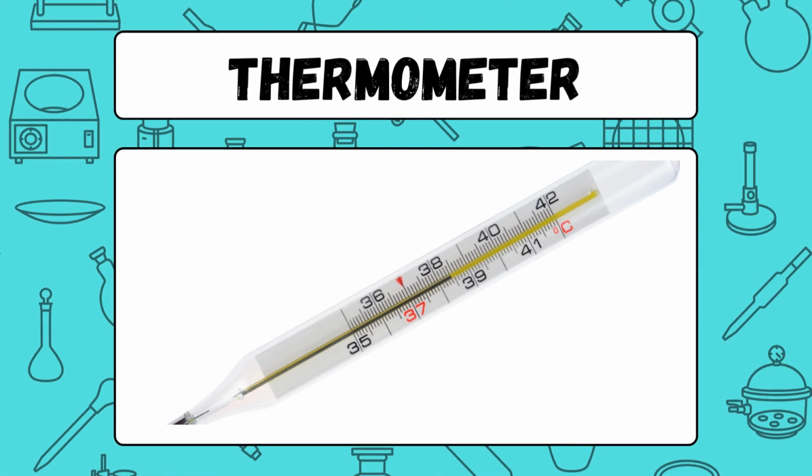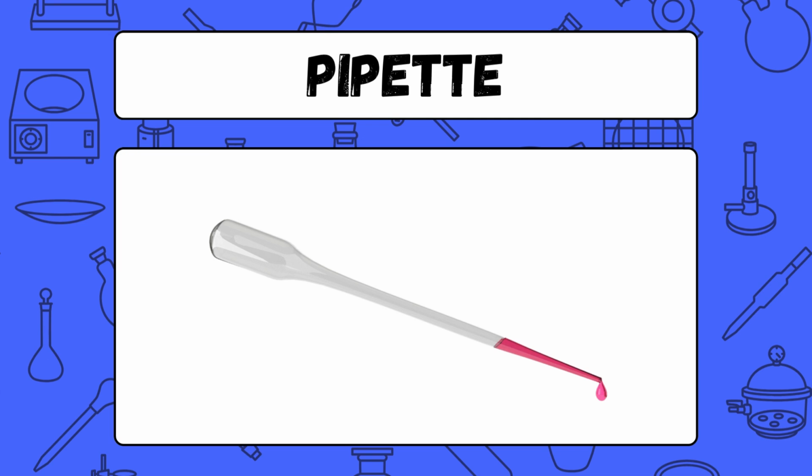Thermometer. A thermometer is an instrument for measuring temperature. Pipette. A pipette is a laboratory tool used to measure and transfer precise liquid volumes.